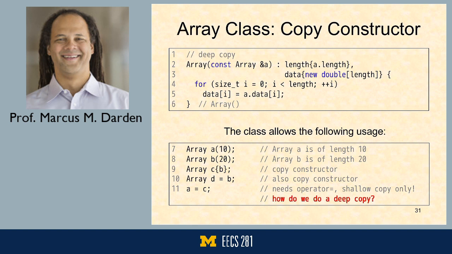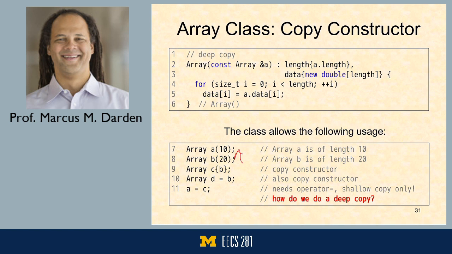This copy constructor lets me do these things here like line 7. Well, the copy constructor doesn't give me line 7, right? Line 7 gets it from the custom constructor on the previous page. Give me an array of size 10 and put that in A. Give me an array of size 20, put that in B. Line 9 is a copy constructor, right? That's saying give me array C and initialize that from B, right?